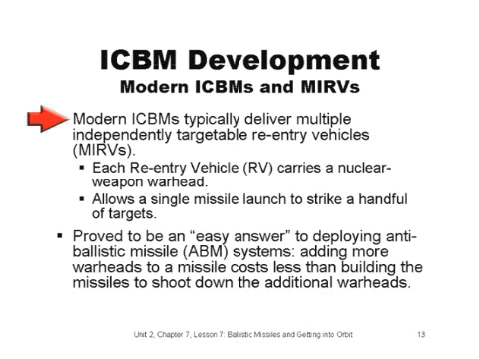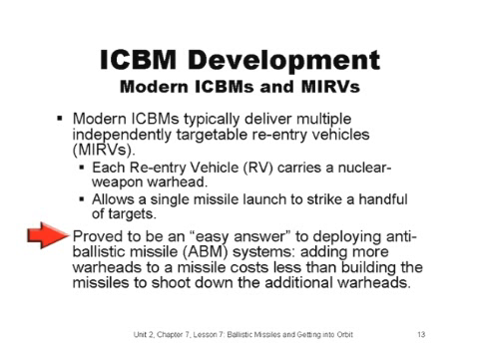Modern ICBMs typically deliver multiple independently targetable re-entry vehicles, or MIRVs, each capable of carrying a nuclear warhead, allowing a single missile to strike a handful of targets. The MIRVs were developed because the size and weight of modern warheads were decreasing, just like civilian and commercial spacecraft were getting smaller and more capable.